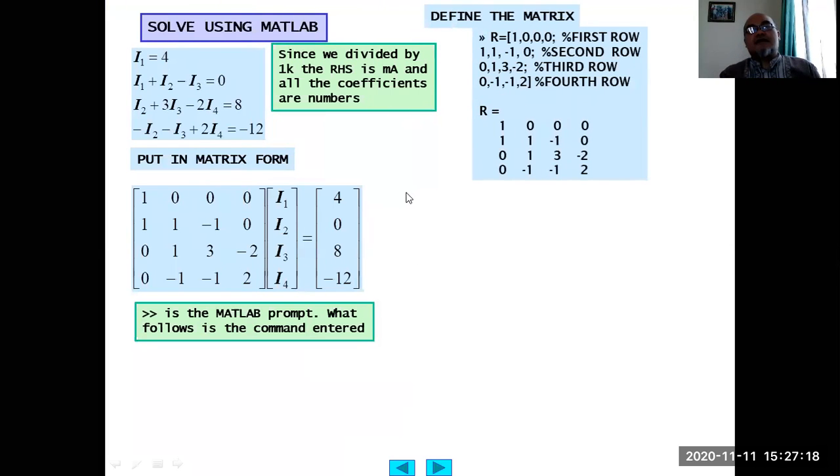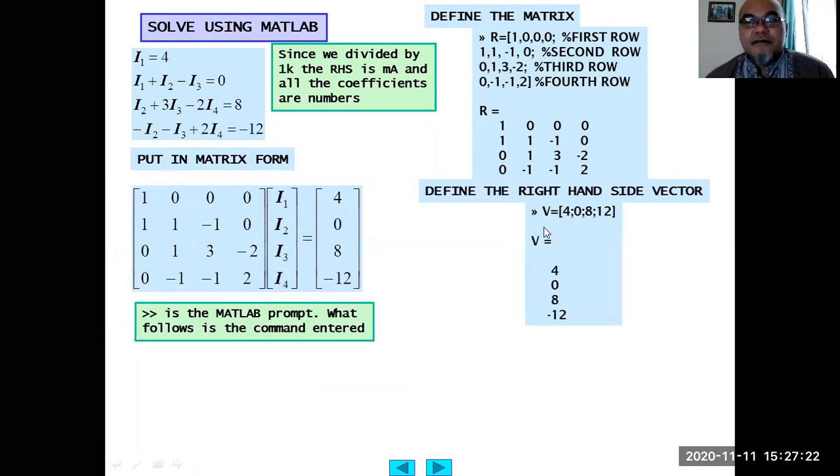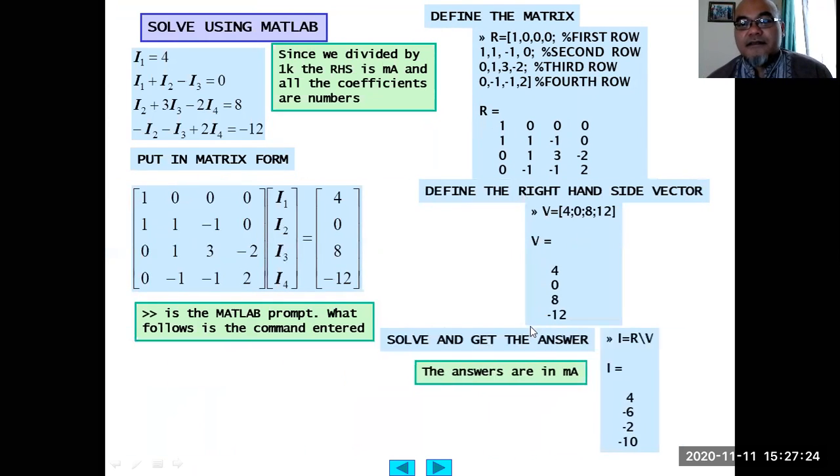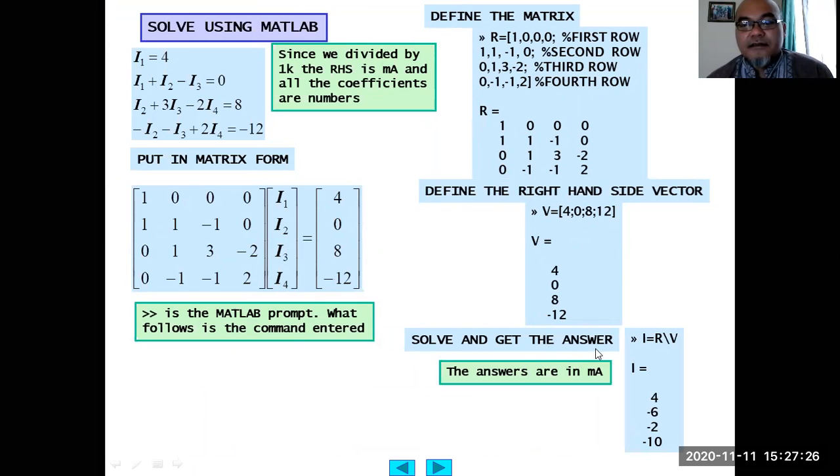Okay, so here we can easily calculate, solving using the inverse matrix, and we obtain the currents to be, in milliampere. Yeah, be careful with the unit. So here the current will be in milliampere. I1 will be equal to 4 milliampere, I2 equals negative 6 milliampere, I3 is negative 2 milliampere, and I4 is negative 10 milliampere.